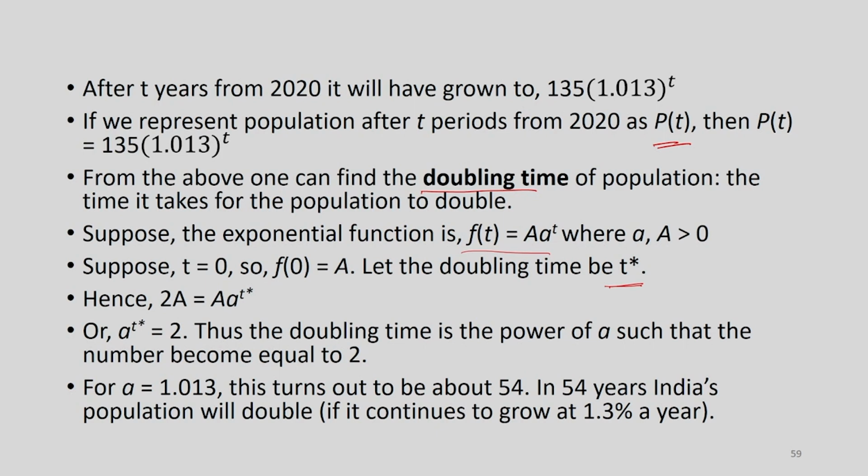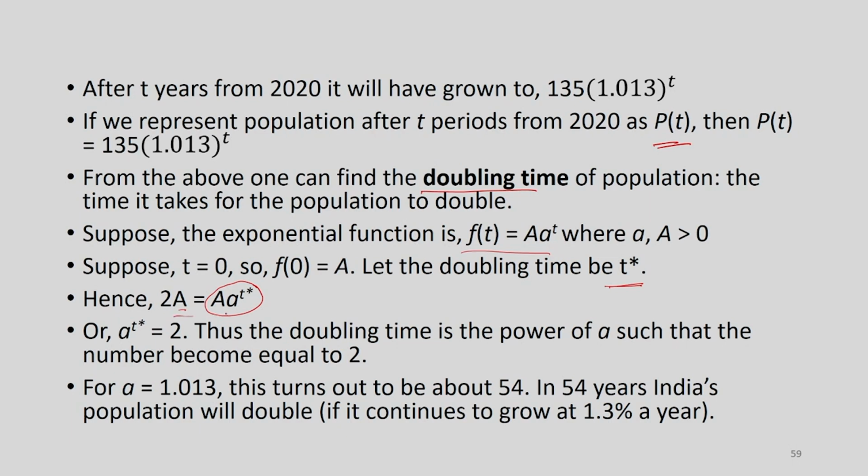So, what does it mean? It means that initially the population was capital A, and after t star the population will be what? It will be this. So, this capital A multiplied by small a to the power t star should be equal to 2 multiplied by capital A, because capital A was the original population.